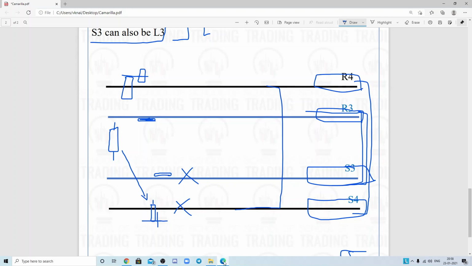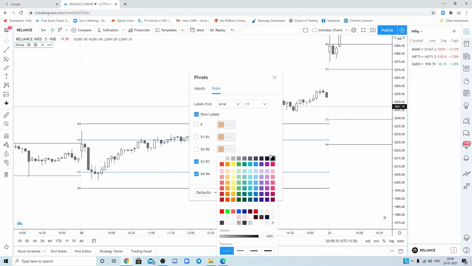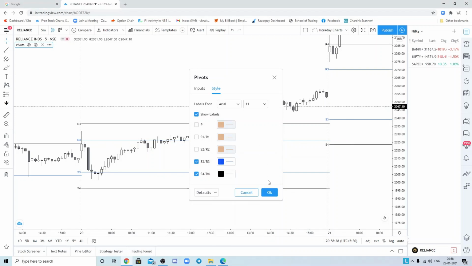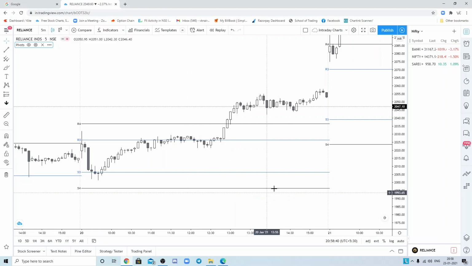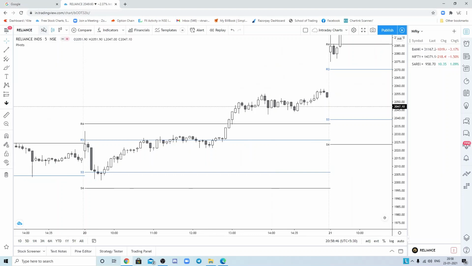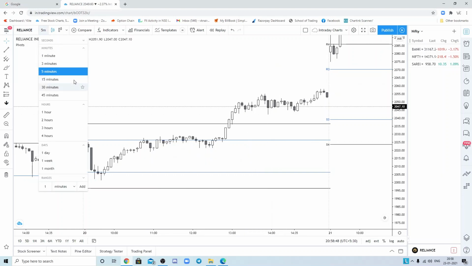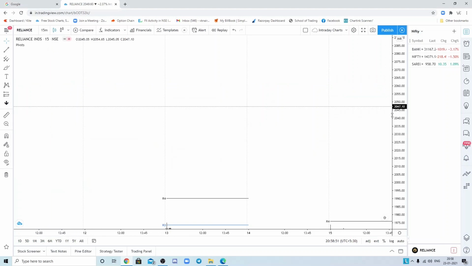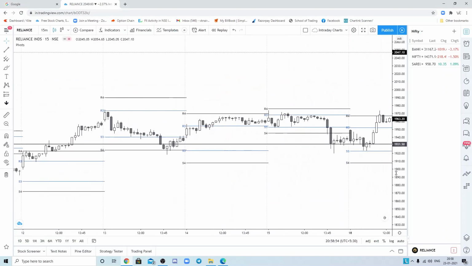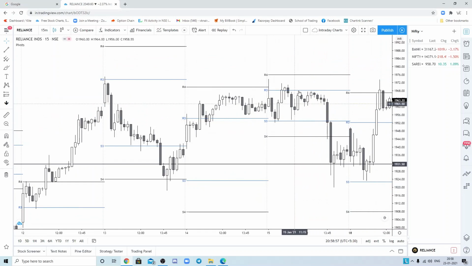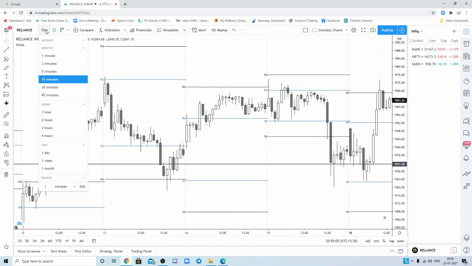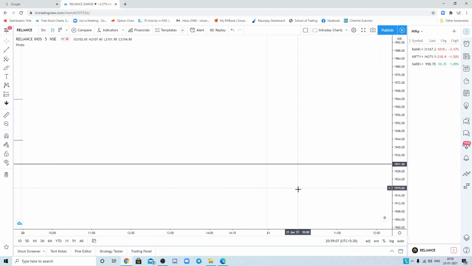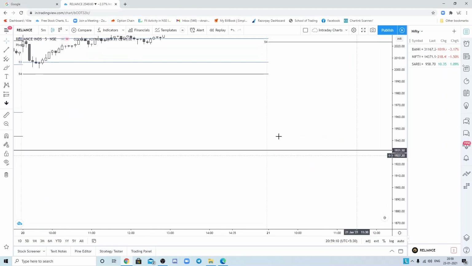I hope you understand this. So after I select black, I press OK. And then this is what I get. You don't have to change any other settings. Now, even if you go to 15-minute chart, what you can see is that the resistance and the support levels are the same. There is no change in the resistance or support levels of Camarilla. But what we use here is 5-minute chart to trade in Camarilla strategy.